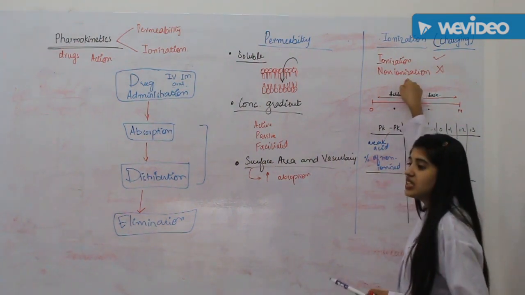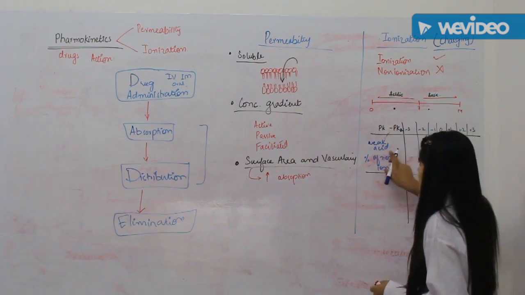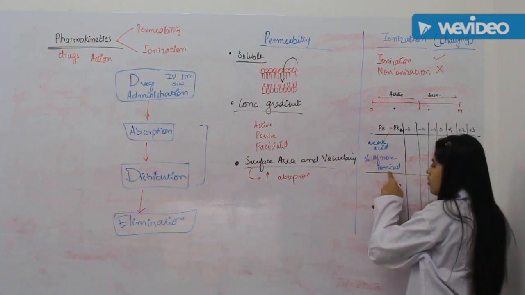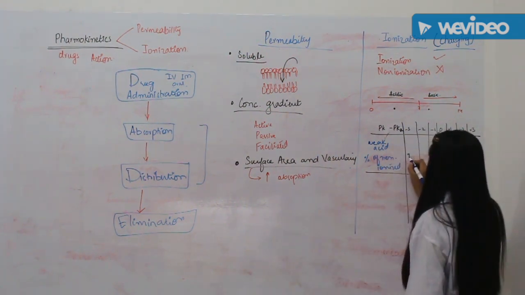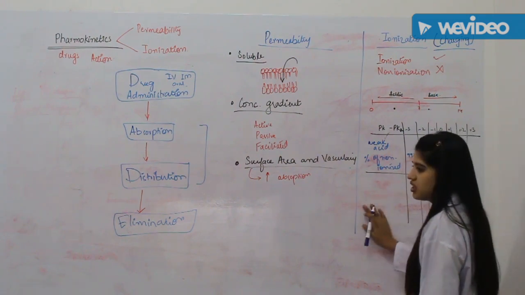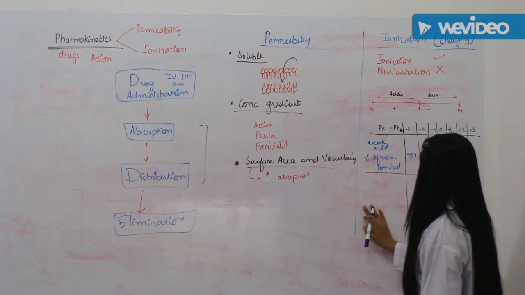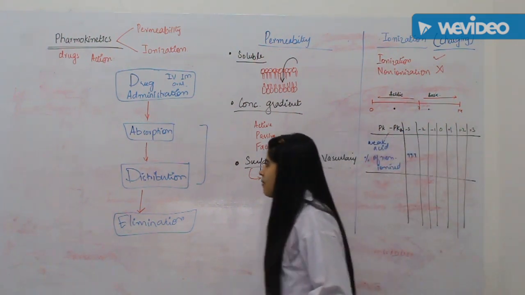Non-ionization, what are their charges? Okay, if it is a weak acid, for example, in the basic region, and how about if it is non-ionized? If the drug is not charged, then it would be 99.9% effective. The whole chart? Yeah. Okay, let me tell you.